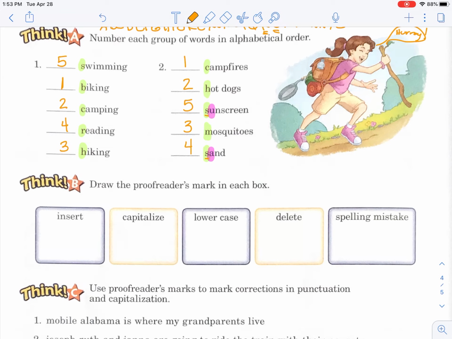That must be Sophia on her hike. This is probably what Sophia looks like on her hikes. Okay.